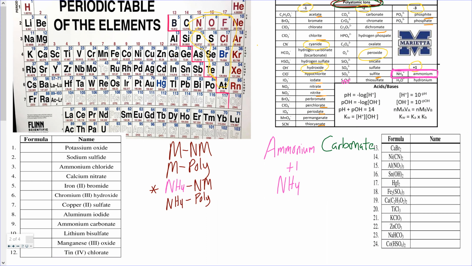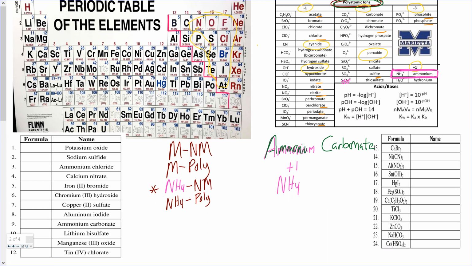On the periodic table, well, it ends in IDE, so what does that tell you? It's going to be on the right side, right? Correct. So see if you can find it. Carbonate. See it? We're supposed to go on the left. Yeah, so we're doing ammonium carbonate. I just didn't erase the ammonium since we already had it up there.